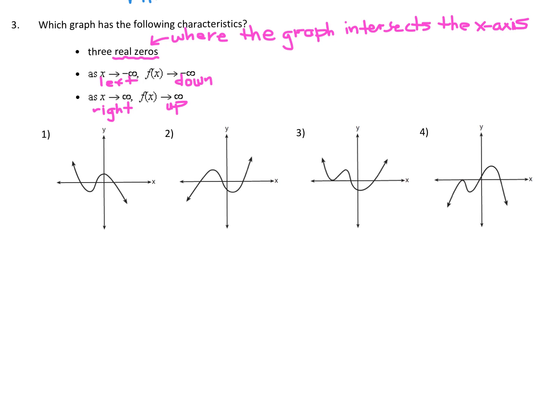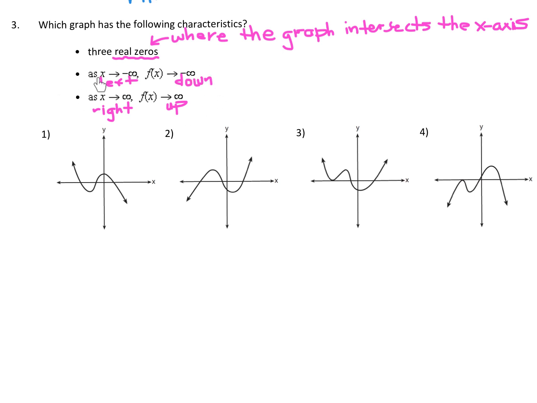So if we start there, we can see choice 1 has 1, 2, 3 zeros. Choice 2 has 1, 2, 3 zeros. Choice 3 has 1, although there's multiplicity because it's bouncing off, so it has 1, 2, 3 real zeros. And choice 4 has 1, 2, 3 real zeros, again with multiplicity here. So that doesn't really help us. Okay, so I guess these last two clues are going to help us.